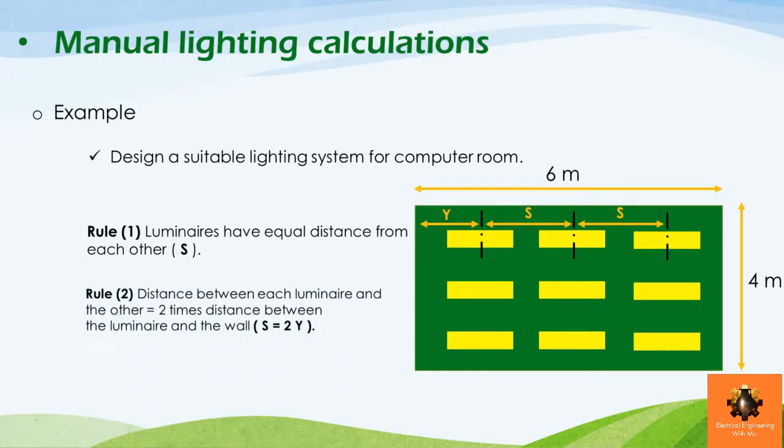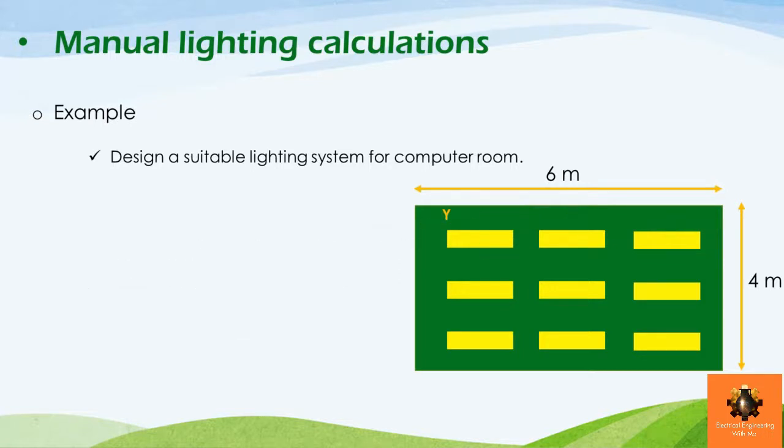Now the second rule says that the distance between each luminaire and the other equals 2 times the distance between the luminaire and the wall. For example, if the distance between the luminaires equals s, and the distance between the luminaire and the wall equals y, in that case s equals 2 times y. Alright, now we need to apply those two rules on our example to know what will be the distance between each two luminaires and what will be the distance between the luminaire and the wall.